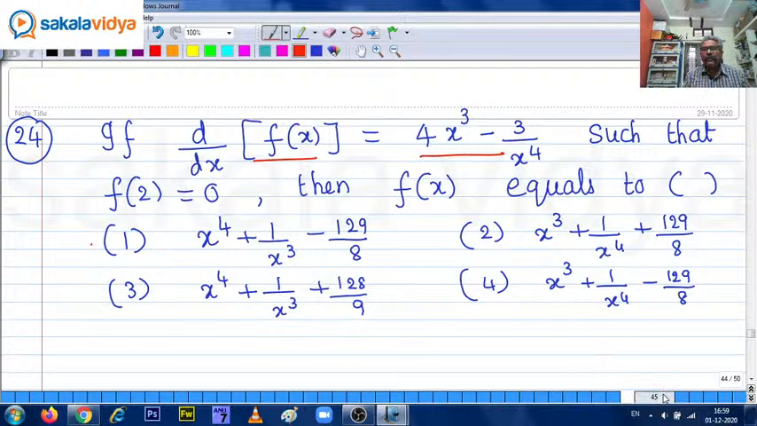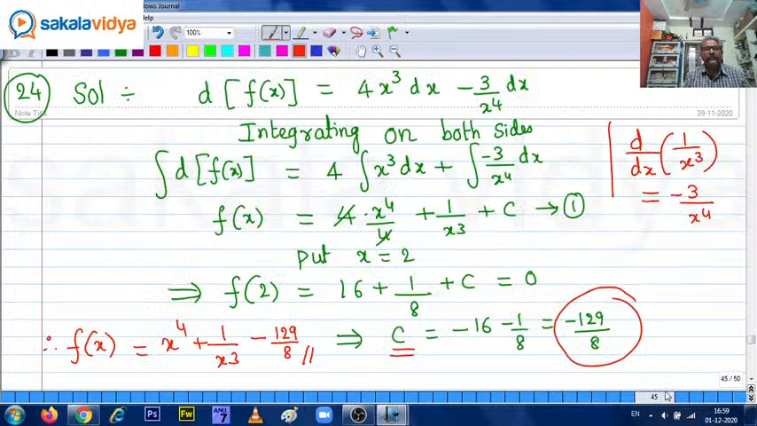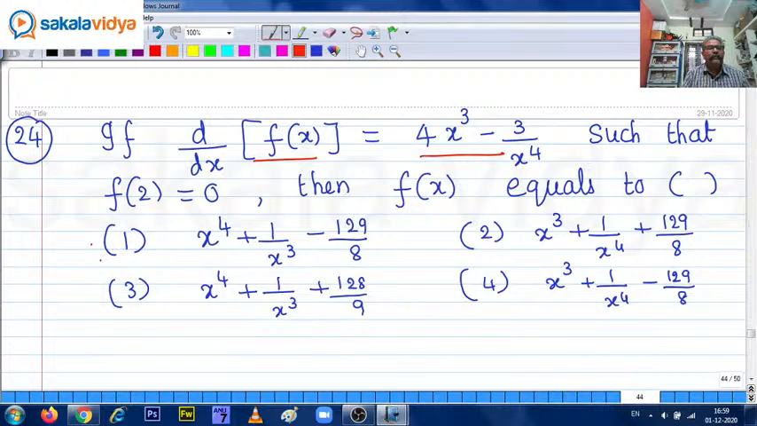So you check now, what do you get? So that means the first option is the right option. First option is the right option. Viresh, absolutely correct you are.